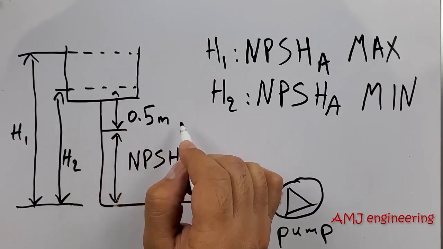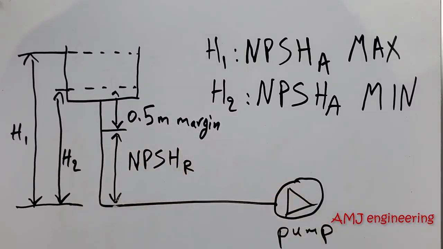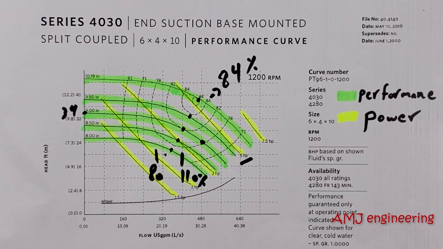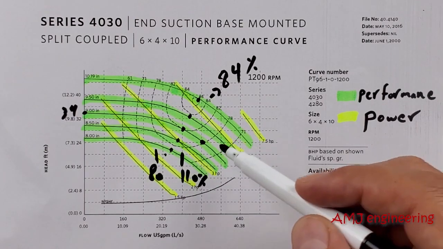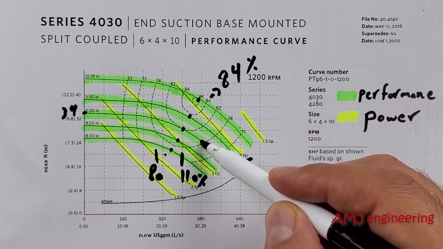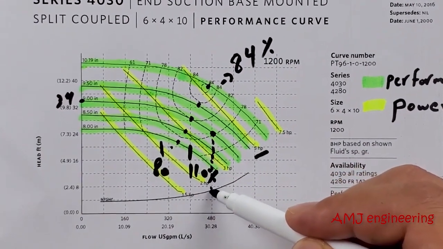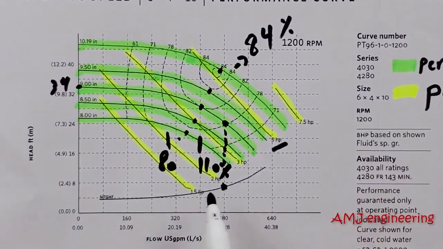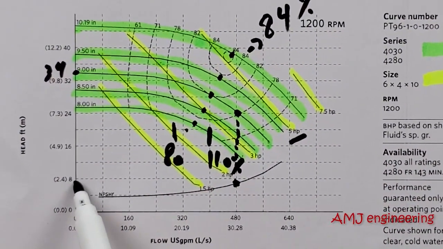Now, to be on the safe side, at least we have to keep a margin of 0.5 meters between H2 and the NPSH required. Looking back at our design example flow of 480 GPM, 7 feet of net positive suction head required at that condition. So you have to make sure that your suction head is greater than 7 feet to avoid cavitation.